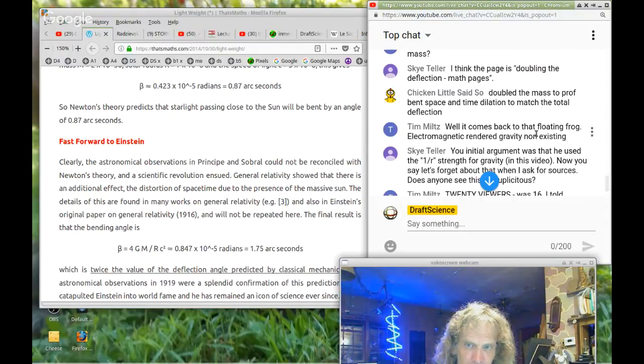Well, it comes back to that floating frog. Damn, man, you're really losing points with me fast. That floating frog, electromagnetic rendered gravity non-existing. Again, it's not non-existing. It's just balancing against it. It's a laser beam pushing up on something. It doesn't make gravity go away. If I take a laser beam and push up on something and make it float, if I take air and push up on it, make it float, I haven't undone gravity. I've just pushed another force. Jesus Christ.